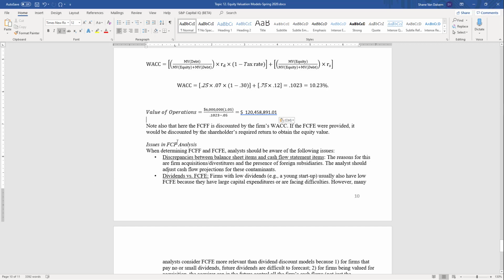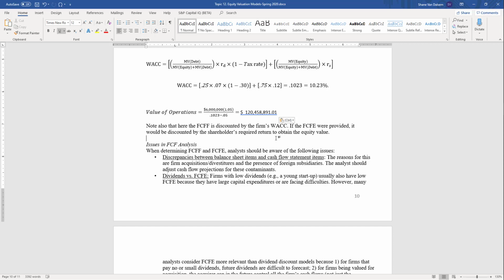So, some issues in free cash flow analysis. When determining the free cash flow to the firm and free cash flow to equity, analysts should be aware of the following issues: discrepancies between balance sheet items and free cash flow statement items. The reasons for this are firm acquisitions and divestitures, meaning that a company buys another company or spins off a company or sells off a division, and the presence of foreign subsidiaries. So that's when a company owns another company in another country. The analyst should adjust cash flow projections for these contaminants.